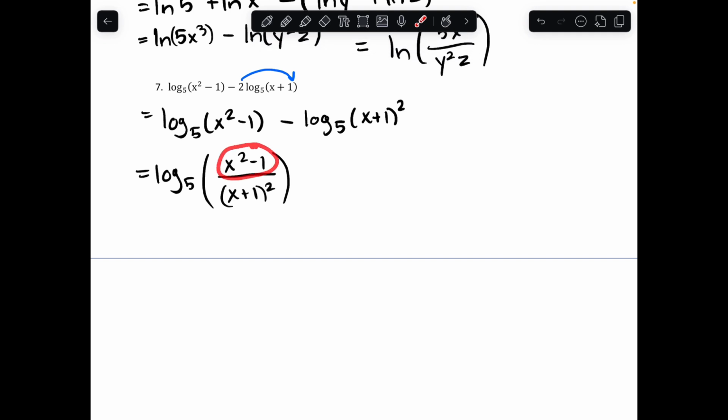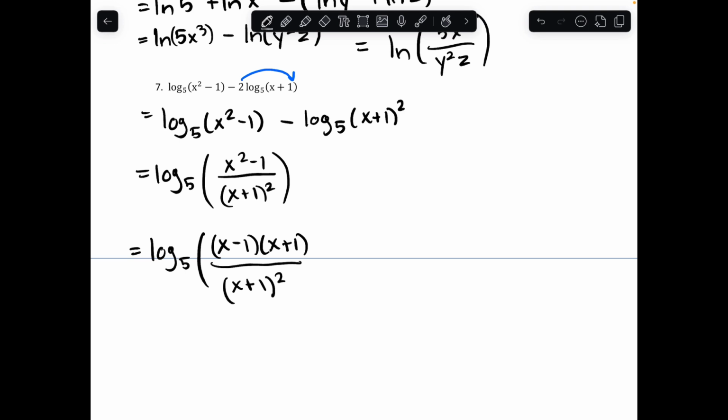x squared minus 1 is a difference of two squares. And so this is going to become log base 5 of x minus 1 times x plus 1 divided by x plus 1 quantity squared. The x plus 1 in the numerator is going to cancel out with one of them in the denominator, and so we're left with log base 5 of x minus 1 divided by x plus 1. And that is our final answer.